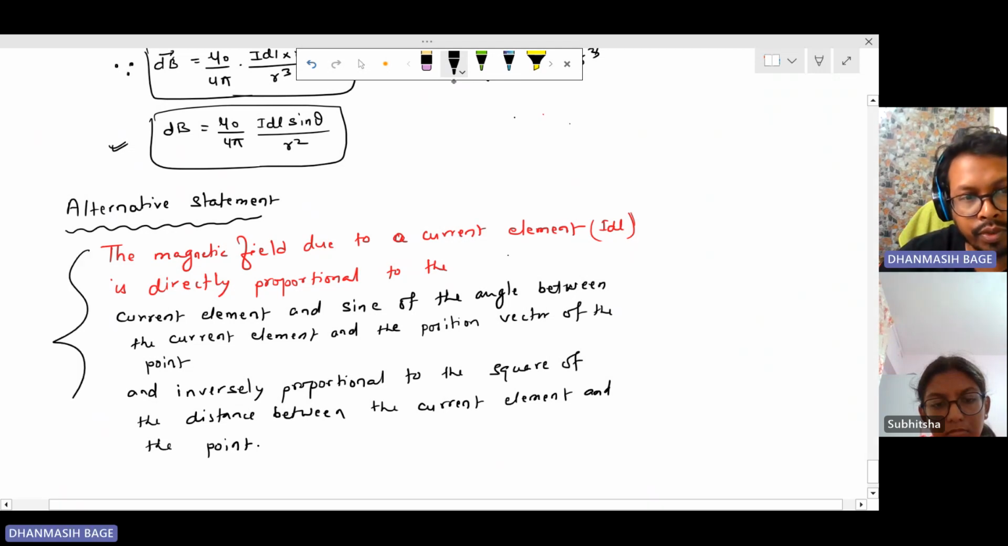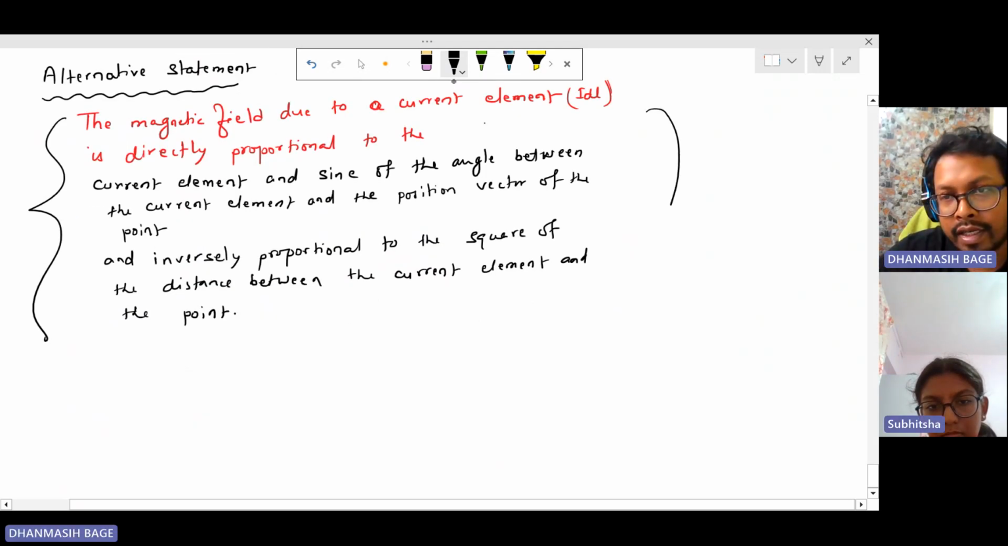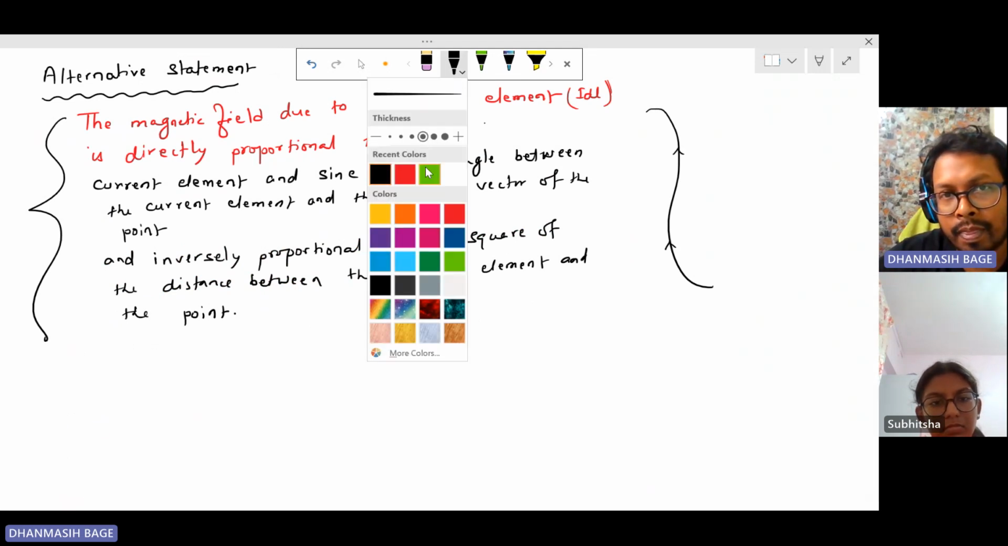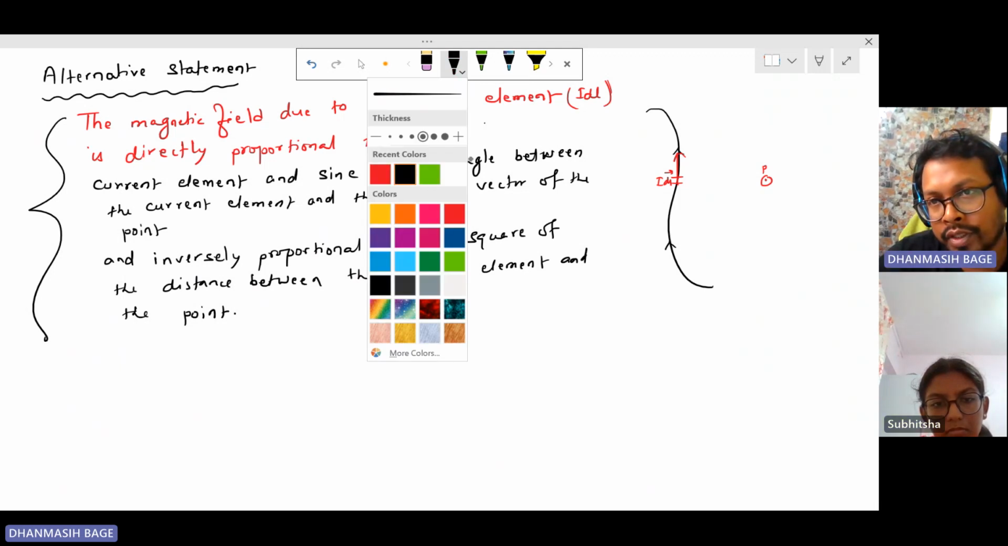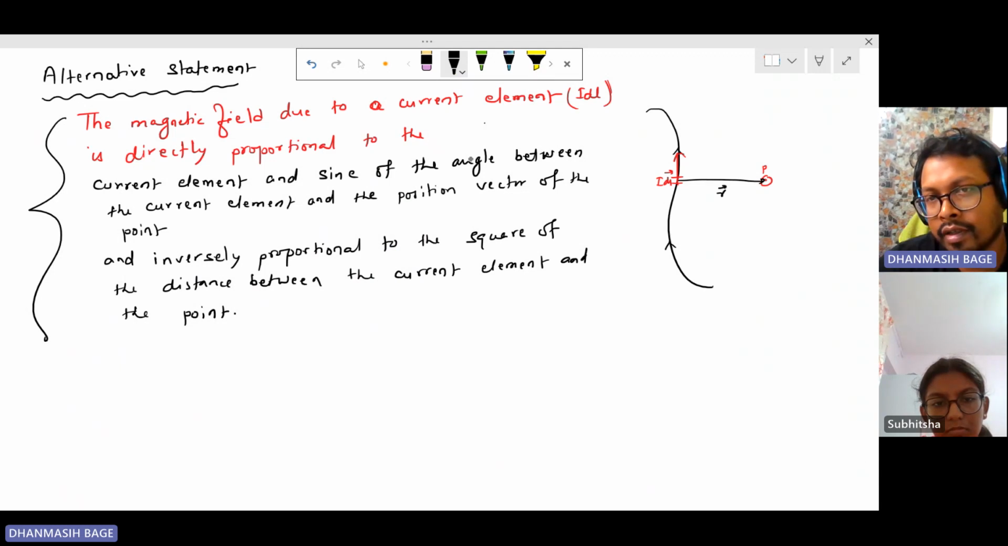This is what we are going to use for the derivation. The point is very clear, right? If a current carrying conductor is given, you simply have to cut out a current element at any point. Let us say this is your current element, I dl vector. And wherever you want to find the magnetic field, at that point you have to take the position vector. This is your r vector, that is r distance, and the angle between them, this is theta, between I dl and r.